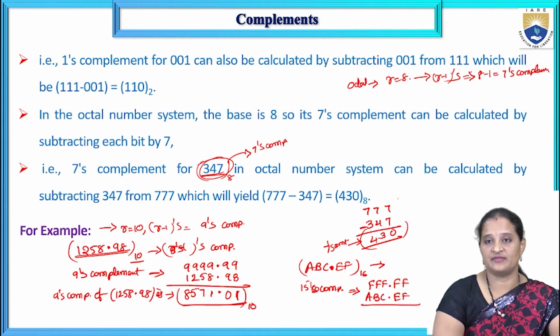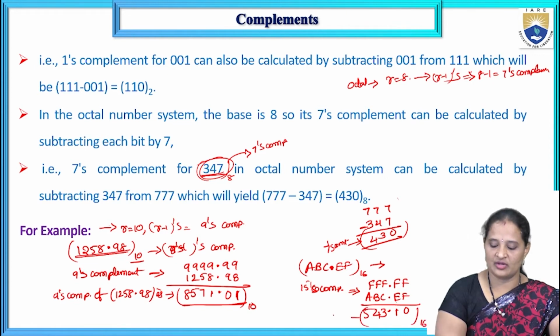So F is 15. 15 minus 15 is 0. And F is 15, E is 14. 15 minus 14 is 1. Okay. Next, F is 15 and C is 12. 15 minus 12 is 3. Next, 15 minus 11 is 4. Next, 15 minus 10 is 5. 543.10 is nothing but the 15's complement of the given number ABC.EF. So I hope it is clear.